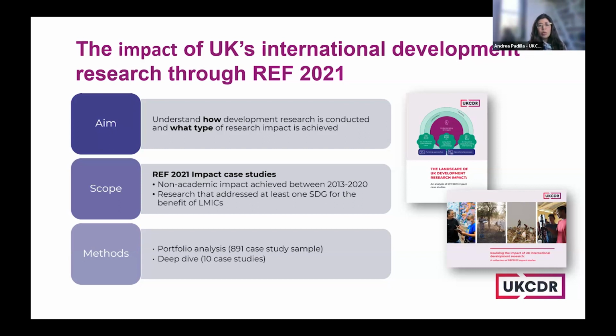So the way we did this was through 2 kind of complementary or parallel analysis. One was a portfolio analysis. We mapped the different trends and gaps of development research across different categories, such as which SDGs they were related to, which location they had impact, which funders were involved, which partners were involved, and what type of research users or beneficiaries they contributed to. And then on the other hand, because REF has its own limitations, we also wanted to understand a bit better the process of conducting such research. And so we did a deep dive on 10 case studies, some of which we will share with you today.